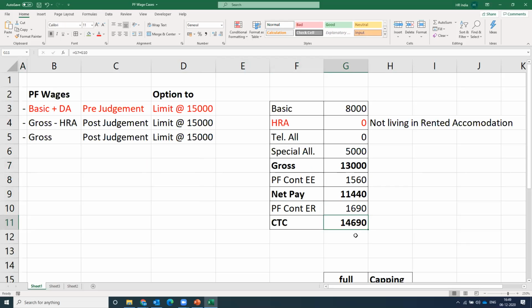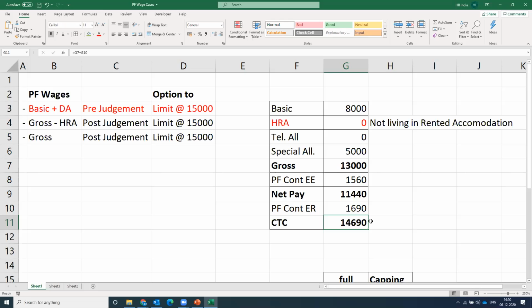And the same thing works for the ESI contribution also. Both employer and employee have to contribute. The same works for the labor welfare fund also. Both employer and employee have to contribute, right? That we'll discuss in detail in the PF practical session and the compensation and benefits session, right?